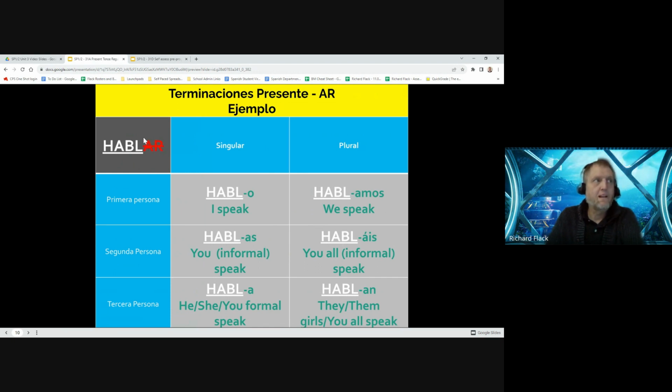So I put it in red here. I've cut it off. The reason I've done that is so that I can find the stem. The stem of this verb is H-A-B-L. Now I'm going to take that stem and plug it into my conjugation chart.